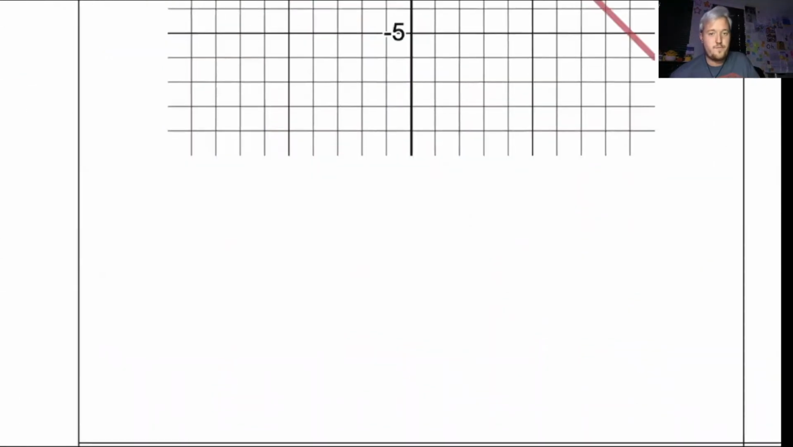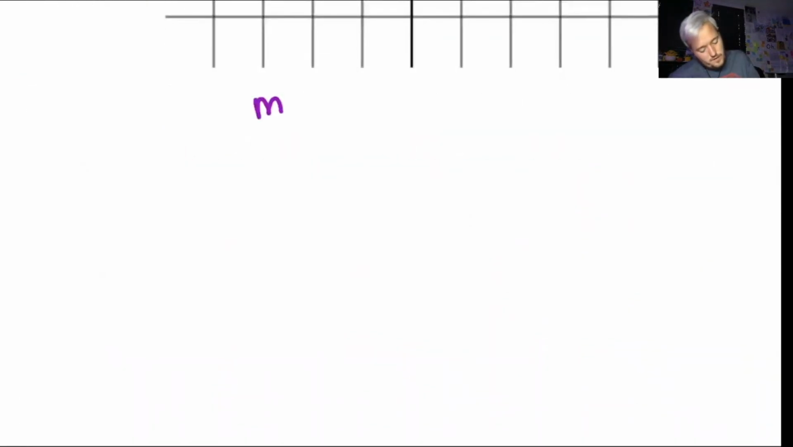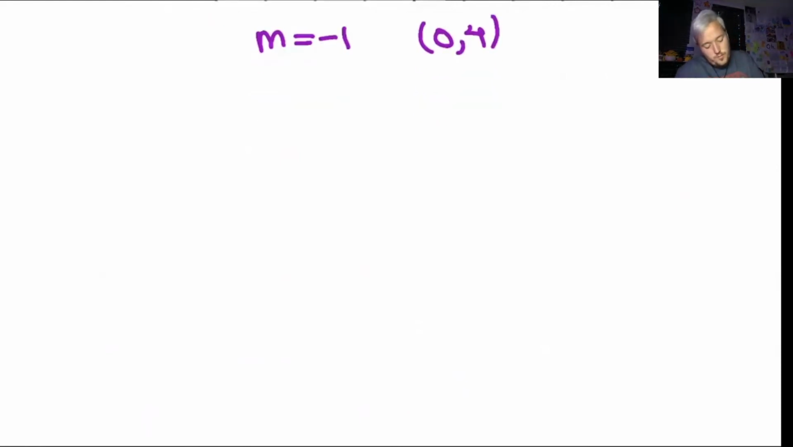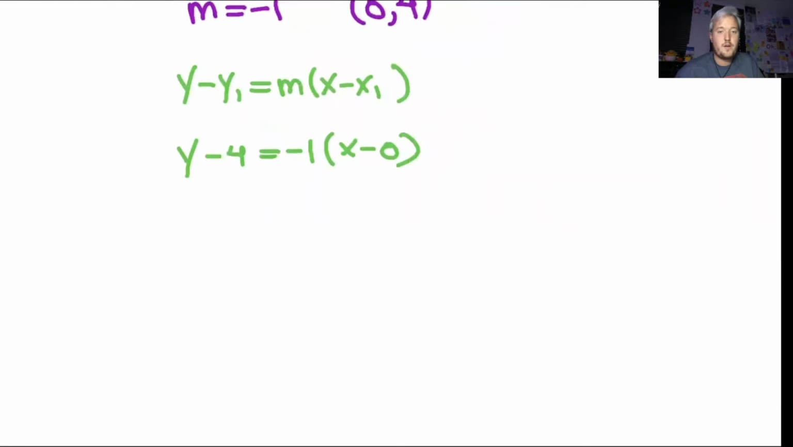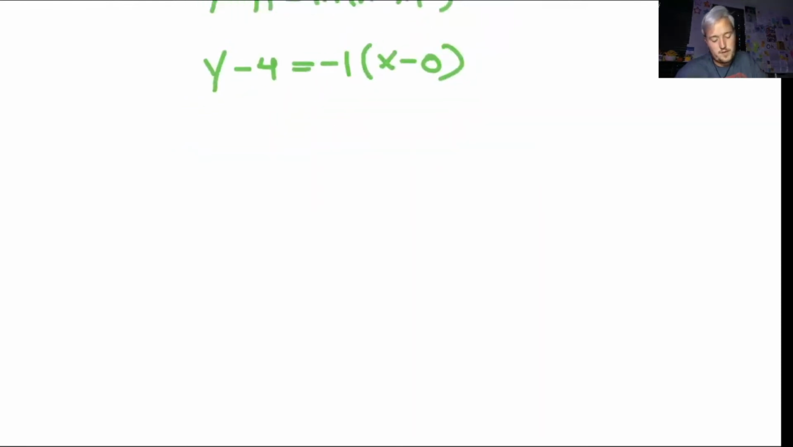All right, so given that I have a slope of negative 1 and it passes through the point 0, 4, I want to write my standard form equation based on this information. So start with point slope form. So y minus y1 equals m times x minus x1. So I'm going to have y minus 4 equals negative 1 parentheses x minus 0. So from here, I'm going to convert. First thing, distribute.